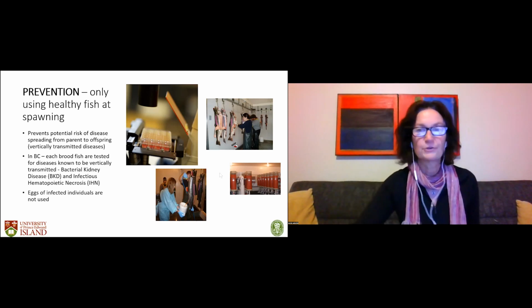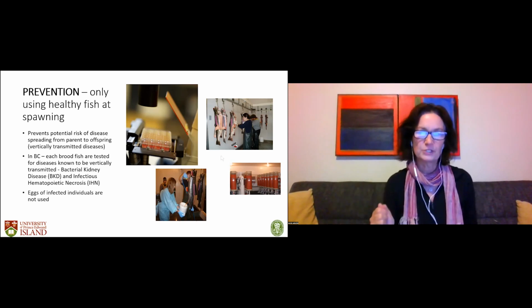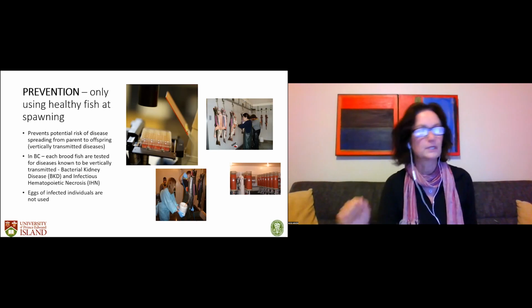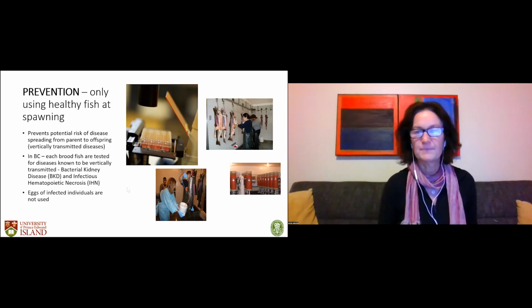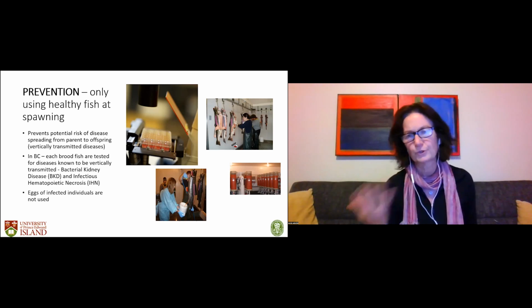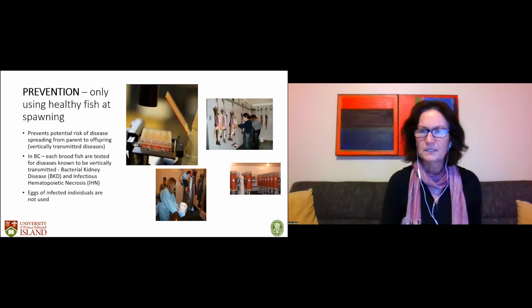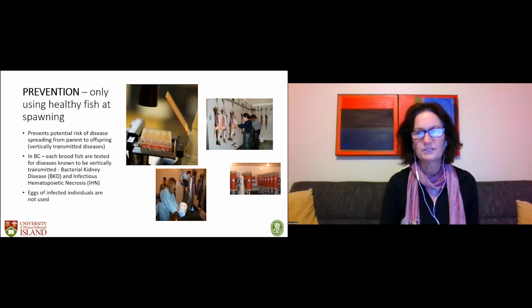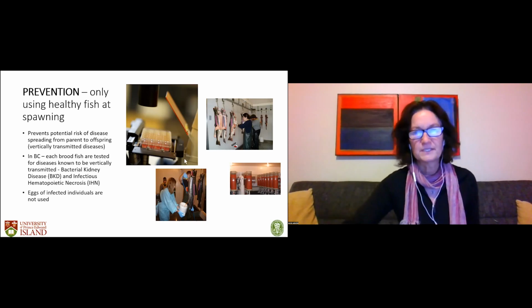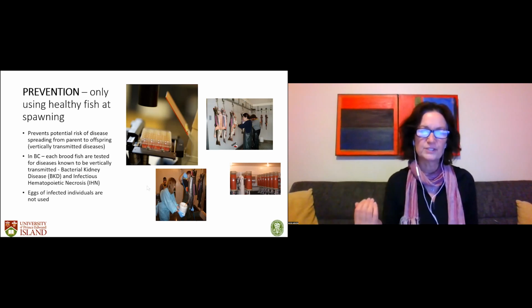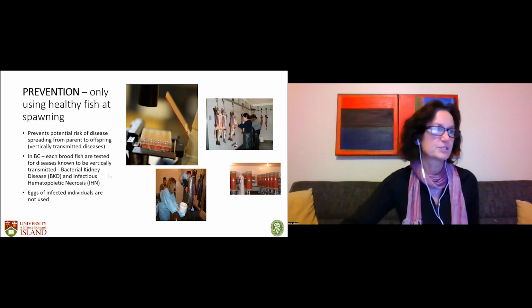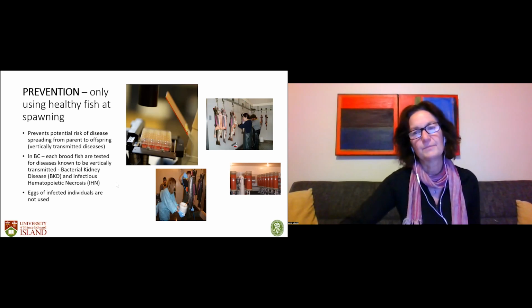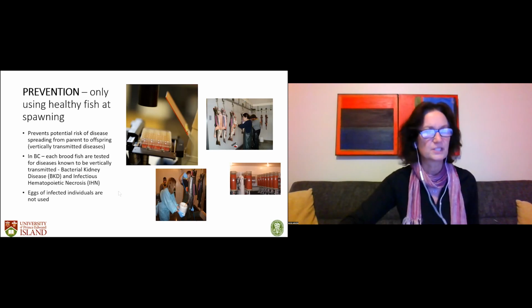So in British Columbia, there are 2 diseases that have the potential of being transmitted from parent to offspring. One of them is a bacteria, and it's bacterial kidney disease. Any of you that have worked in any of the enhancement hatcheries are probably quite familiar with bacterial kidney disease. It causes a gray, granulomatous, chunky appearance in the kidney, and it kills fish quite readily. The other disease that is potentially vertically transmitted is IHN, which is infectious hematopoietic necrosis virus. It's one of the most common diseases that you see in sockeye salmon.